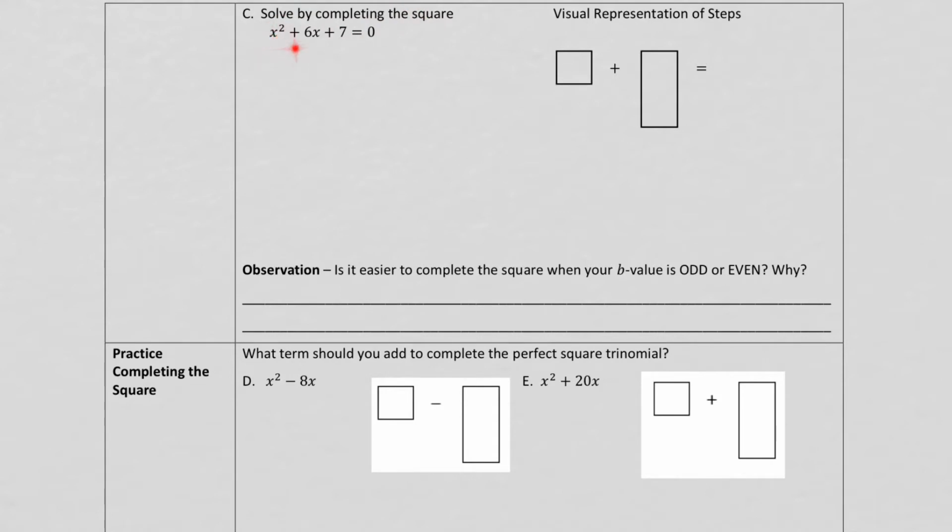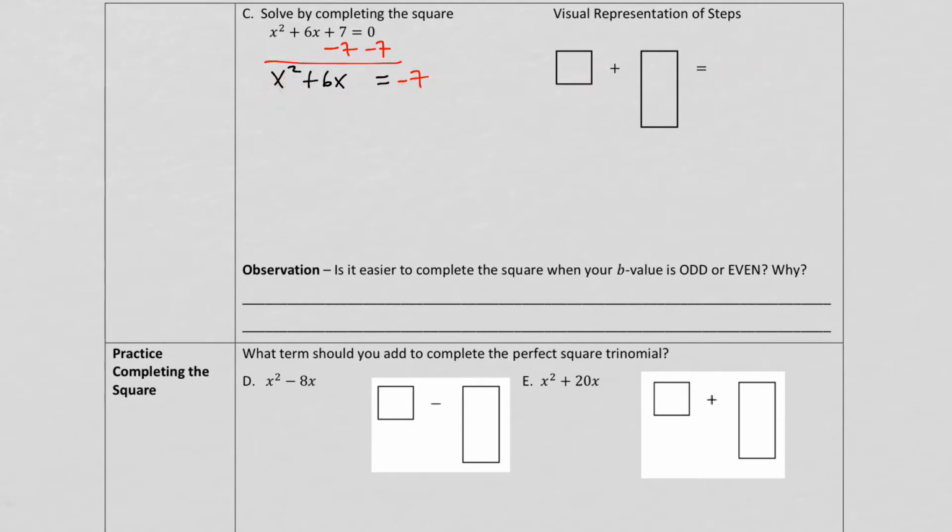Next, you're going to be asked to move the constant to the right-hand side. So here I'm going to subtract 7 from both sides. In doing that, I'm now left with x squared plus 6x equals negative 7. Guys, if I want to see that visually, I'm going to show you this with this visual.